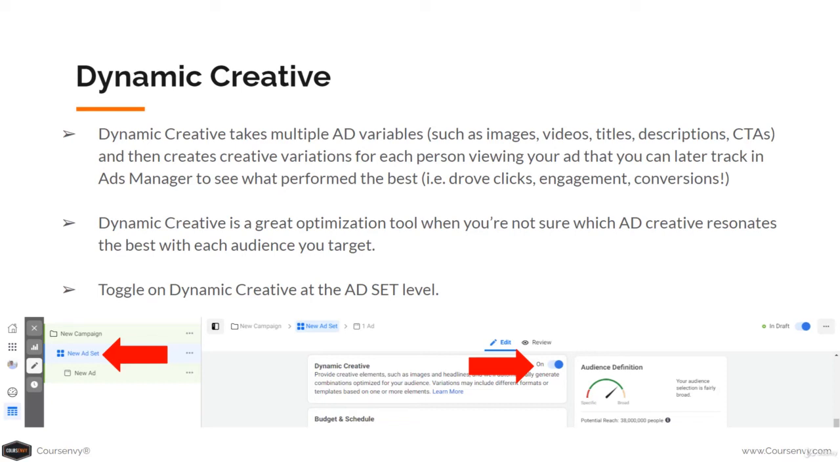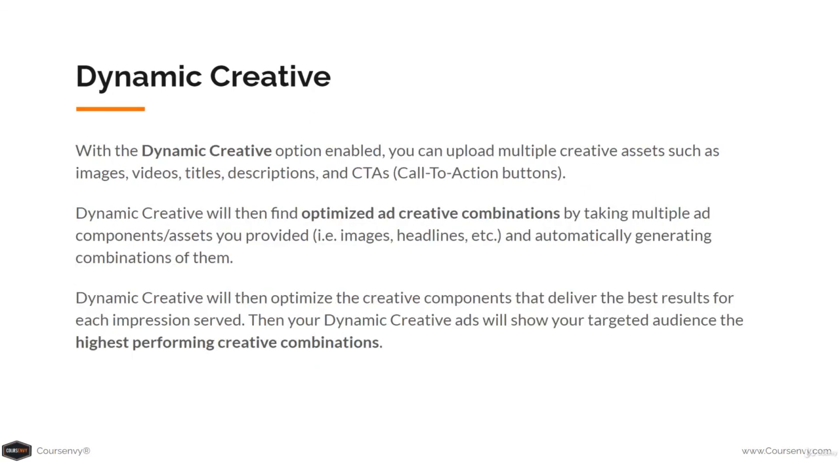Dynamic Creative is a great optimization tool when you're not sure which ad creative resonates the best with each audience you target. So when creating your new campaign at the ad set level, under Dynamic Creative, toggle that on. With the Dynamic Creative option enabled, you can upload multiple creative assets, like I said, images, videos, titles, and more. Dynamic Creative will then find optimized ad creative combinations by taking multiple ad components or assets you provided, such as headlines and images, and automatically generate combinations of them.